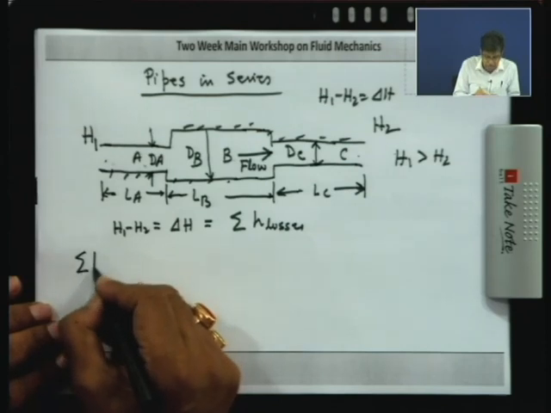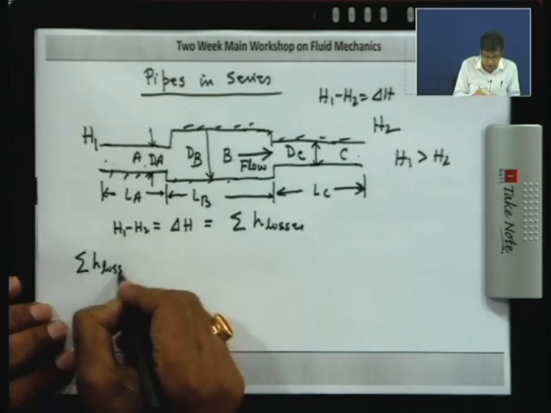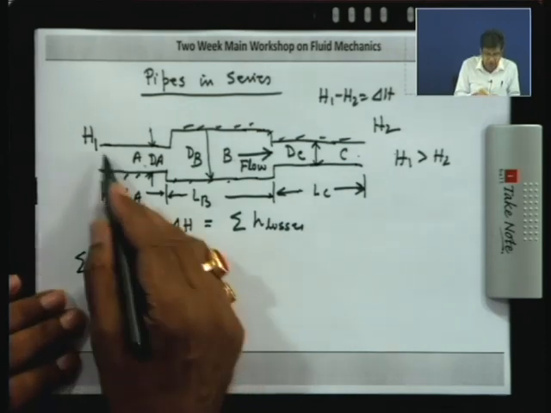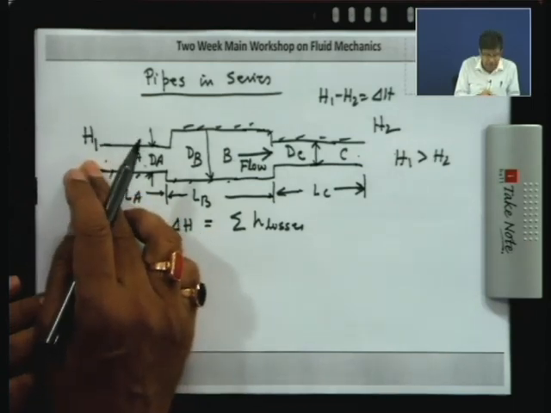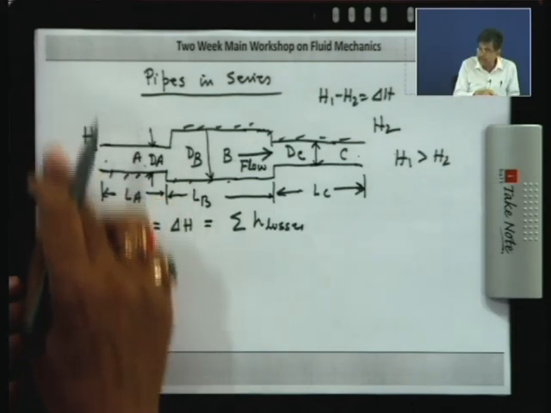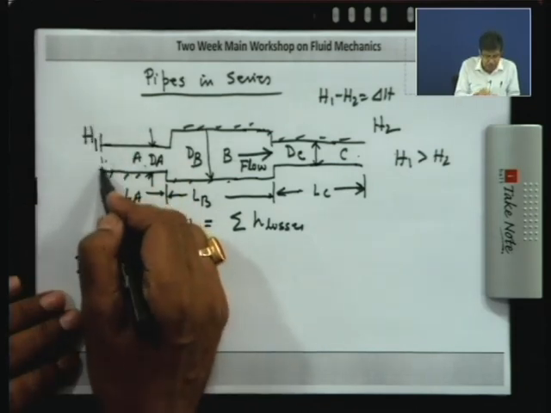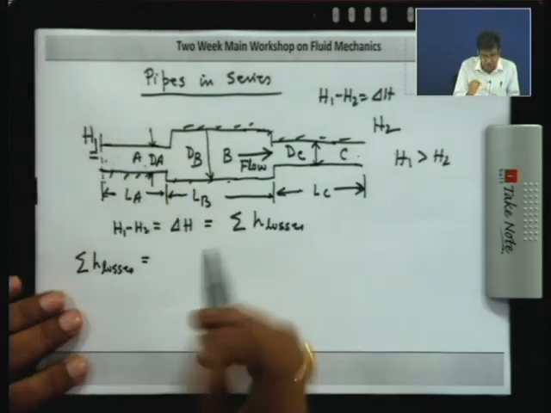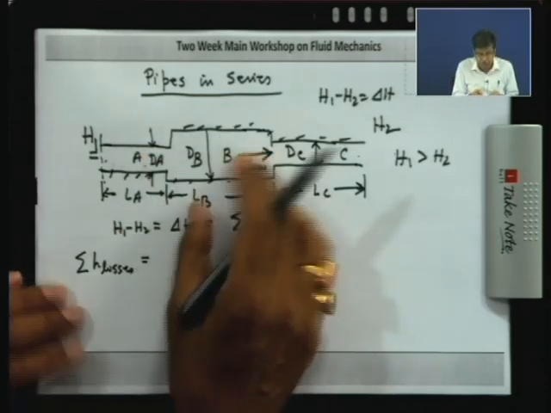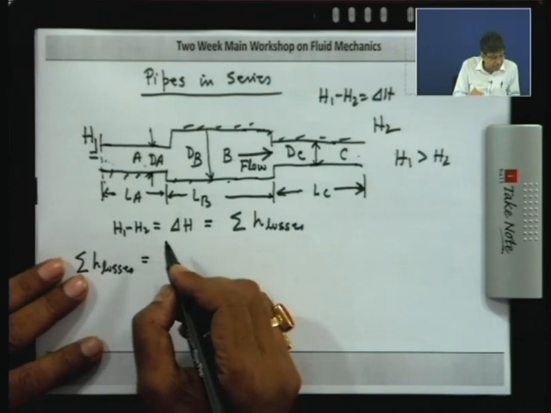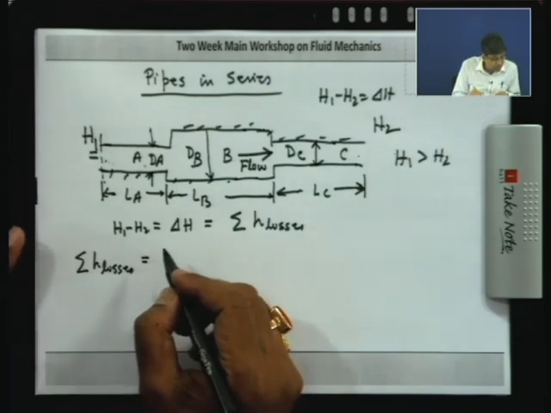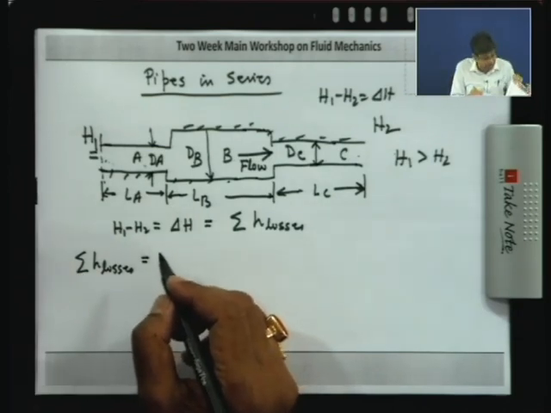Now, your work is to find out what the losses are. First, from H1 we neglect the entry loss, because here we do not know whether it is coming from a tank or not. We start from the entry position itself with this H1. Neglect it. If the problem is given that it is connected with a tank, then we will see that. So, the first loss is F L1 by D1, that means the frictional losses.